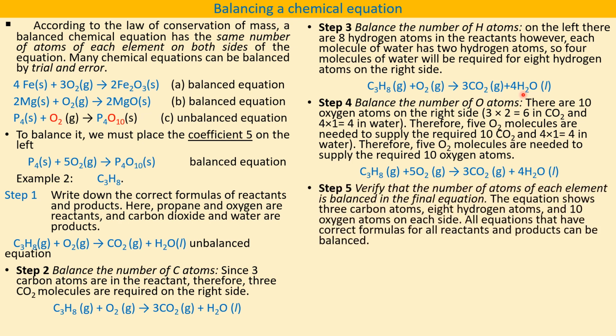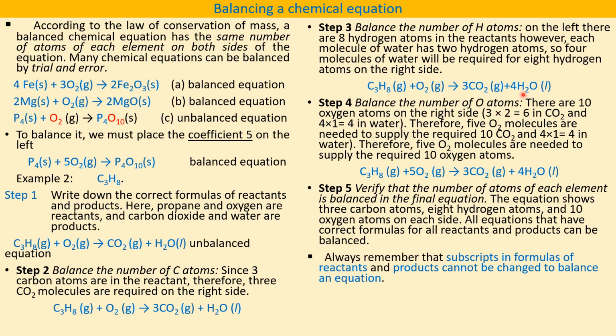The last and final step is to verify that the number of atoms of each element is balanced in the final equation. The equation shows 3 carbon atoms, 8 hydrogen atoms and 10 oxygen atoms on each side. All equations that have correct formulas for all reactants and products can be balanced. Always remember that the subscripts in formulas of reactants and products cannot be changed to balance the equation.